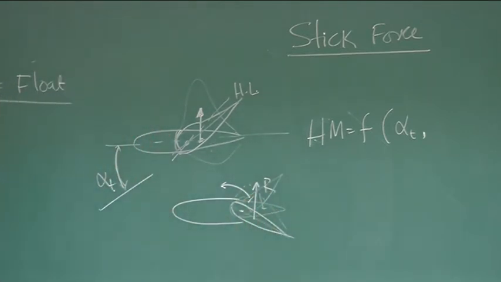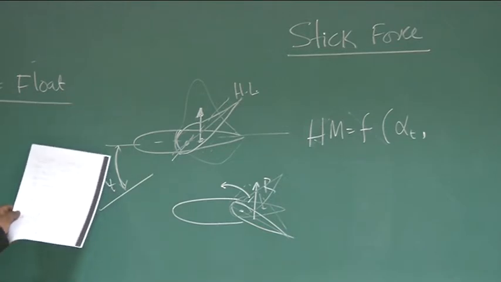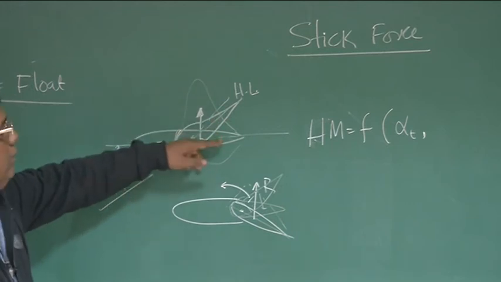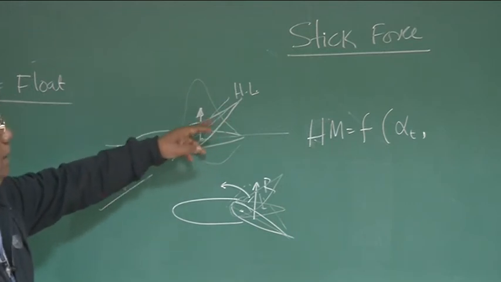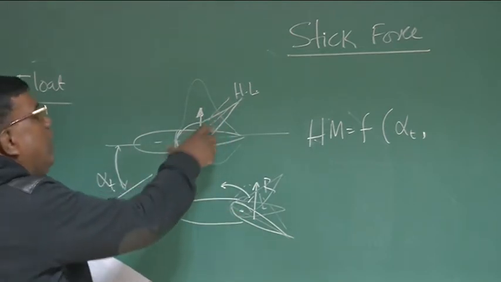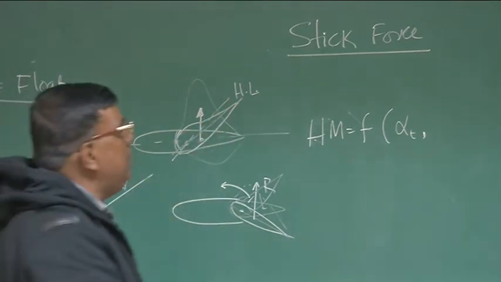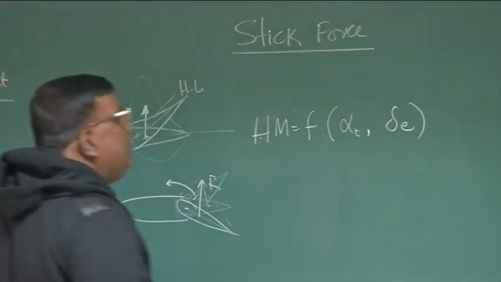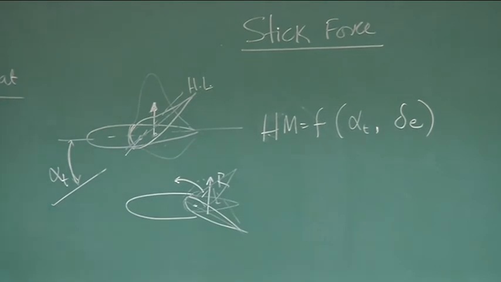If you try to take it up, then again it will try to oppose it. So what is happening? There is a hinge moment generated because of alpha t. As there is a positive alpha t, it will try to float. As it tries to float, now this delta E angle is being introduced. This delta E, because of that, will give a force downward, which will try to oppose it. Right? So we have hinge moment coming not only because of alpha t, but also because of delta E. Is this clear? I repeat again.